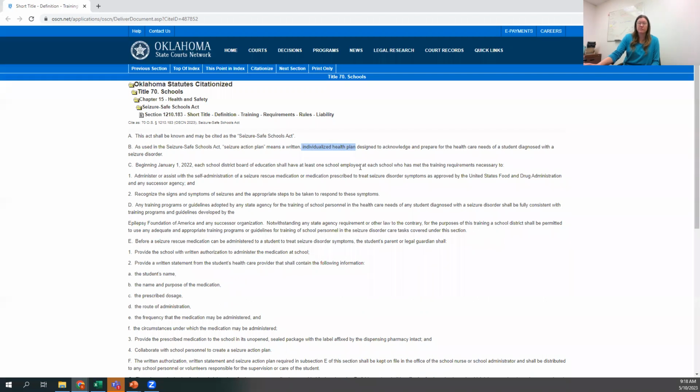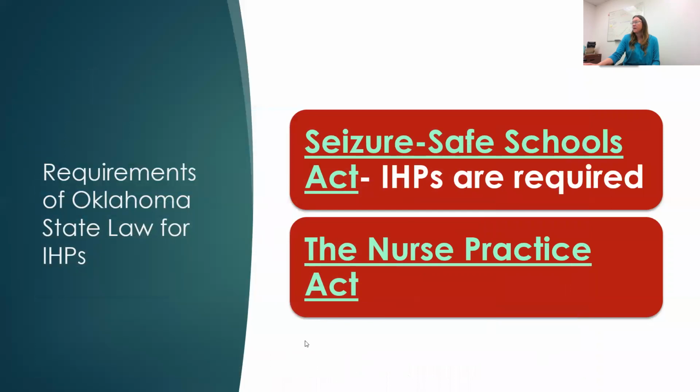Everything else is a standard of care, and we should be making health plans for every single other medically necessary student. But just to know that this is state law for seizure students as well. I just wanted to point that out. And then we also fall on the Nurse Practice Act as well.